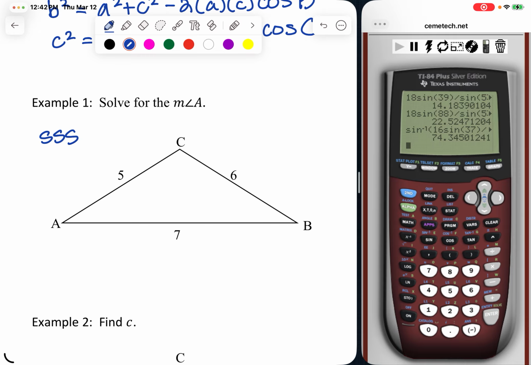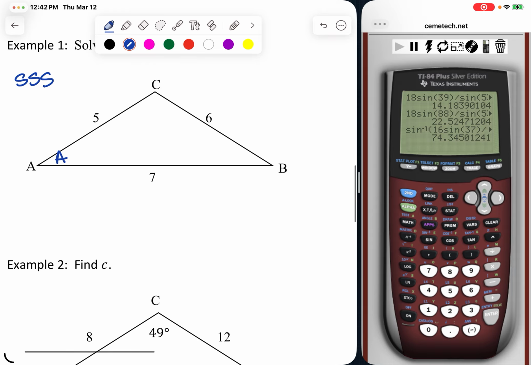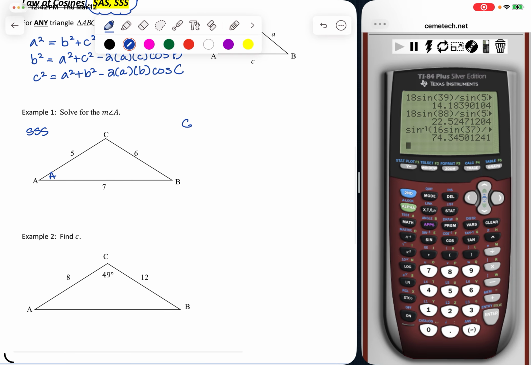We need to find angle A. So if you want to put an angle A here, you can, okay? Now if you're solving for angle A, you're starting with side A squared. So we're going to do 6 squared is equal to the other 2 sides squared added up, 5 squared plus 7 squared, minus 2 times those 2 sides multiplied, times the cosine of angle A.